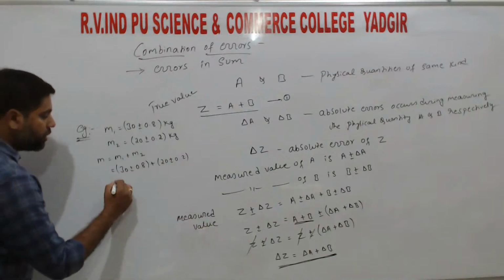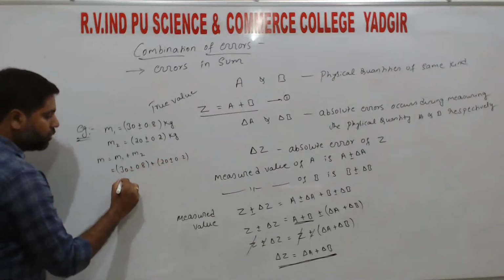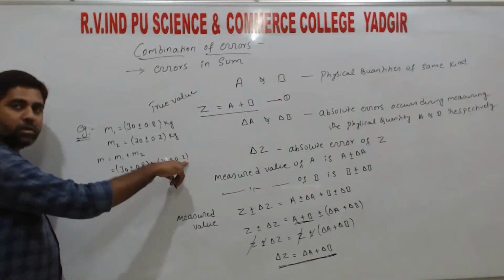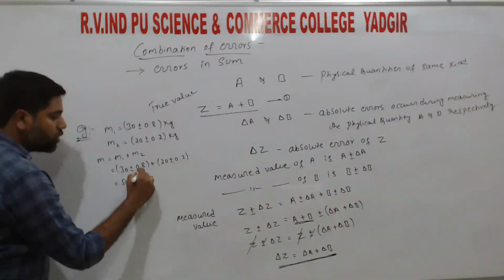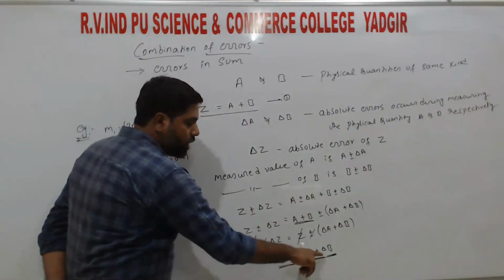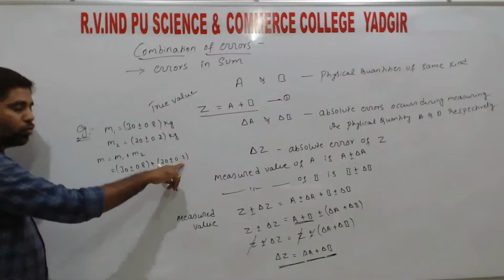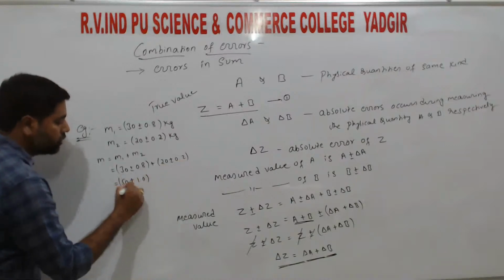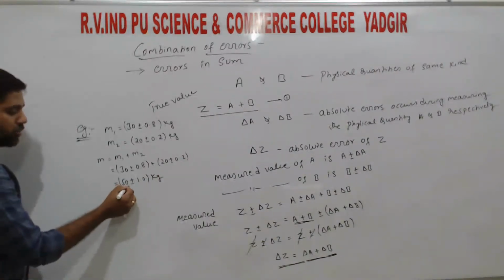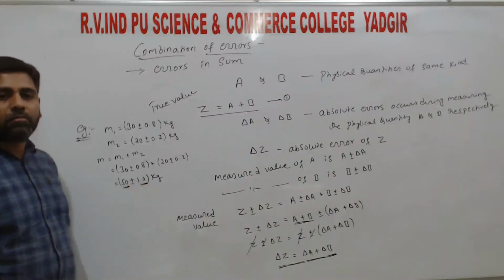So from the given data, A plus B, right? So 30 plus 20, 50, right? So here plus or minus 0.8 plus or minus 0.2. So the error is plus or minus, always the absolute errors are adding, right? Both of them should be added. So 0.8 plus 0.2 is 1.0 kg, right? So the true value is 50, right? So how much is the error? The absolute error is 1.